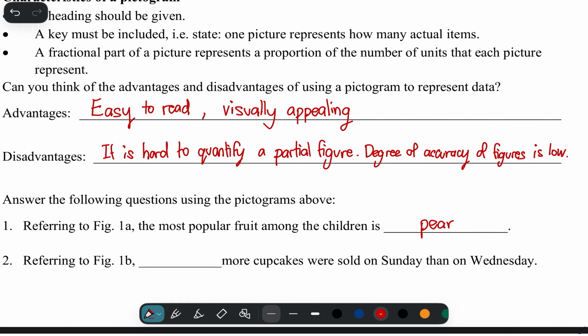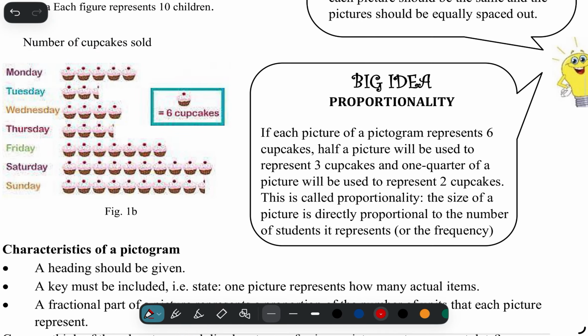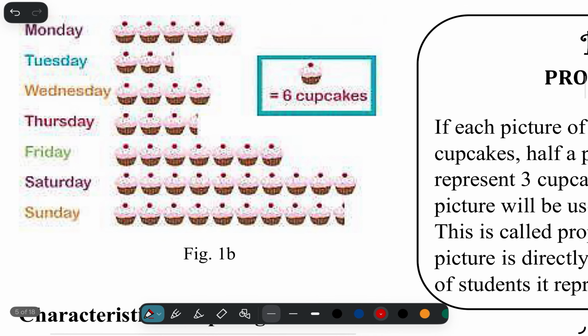And for figure 1b, how many more cupcakes were sold on Sunday than on Wednesday? So let's go back to the diagram on the cupcakes. Sunday. Okay, let's go and count. Sunday, how many cupcakes do I have? I have 1, 2, 3, 4, 5, 6, 7, 8, 9, and this is 9.5.